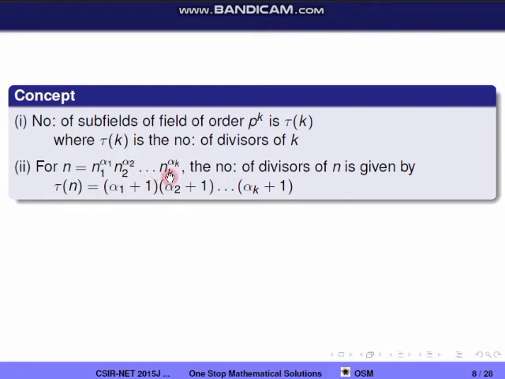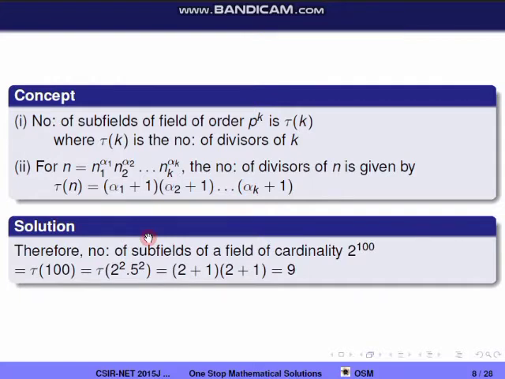Up to nk per alpha k, the number of divisors of n is given by tau of n, which is equal to (alpha 1 plus 1) into (alpha 2 plus 1), etc., up to (alpha k plus 1). So now we'll move on to the question. We have to find the number of subfields of a field of cardinality 2 per 100. So using concept 1, that is equal to tau of 100.